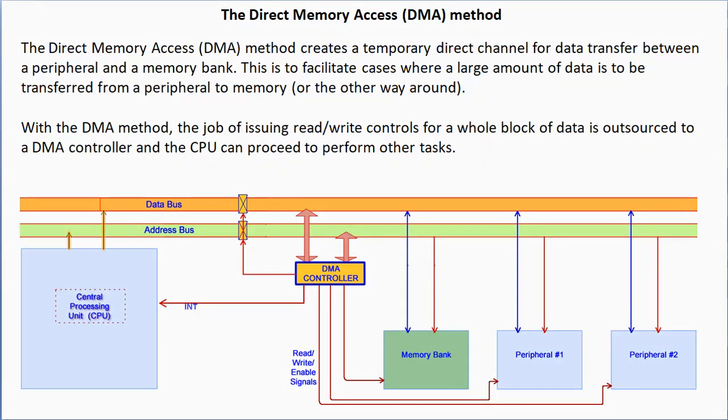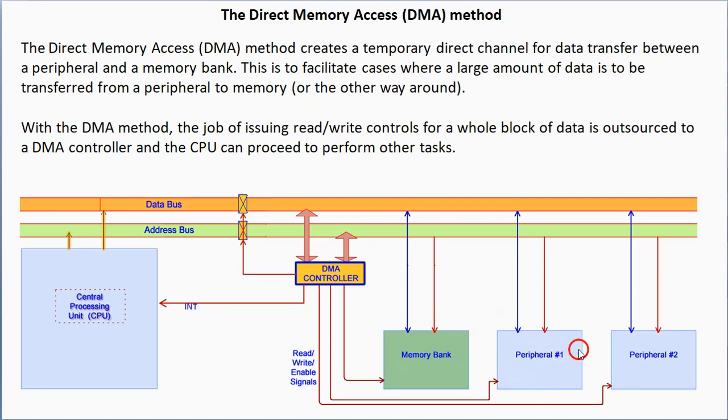Now we turn to another method, which is known as the Direct Memory Access method, or DMA for short. The Direct Memory Access method creates a temporary direct channel for data transfer between a peripheral and a memory bank. This is to facilitate cases where a large amount of data is to be transferred from a peripheral to memory or from memory to a peripheral.